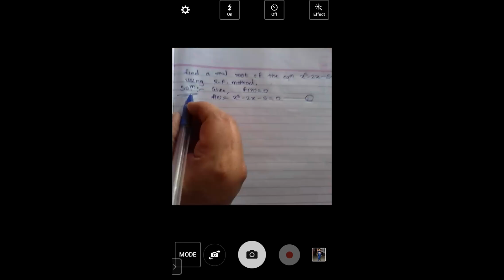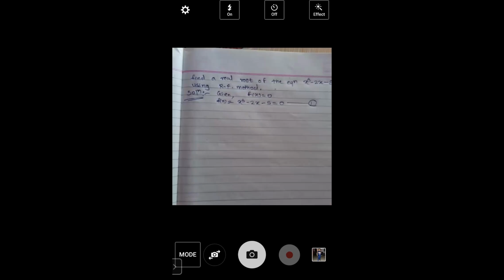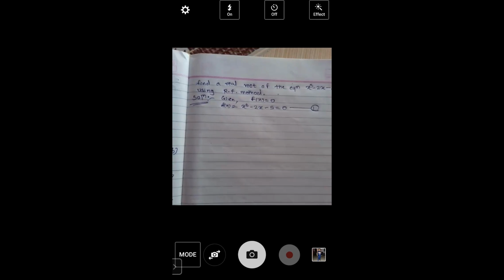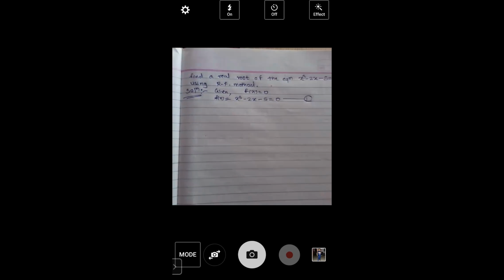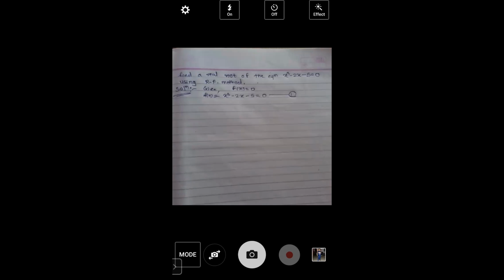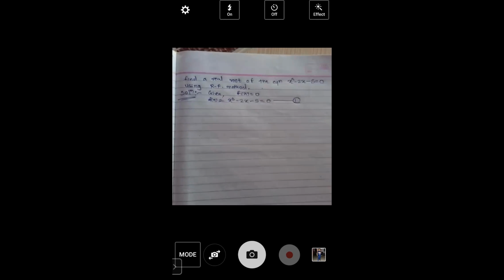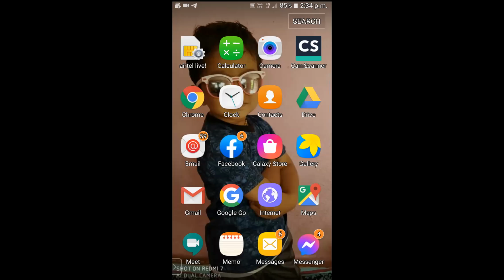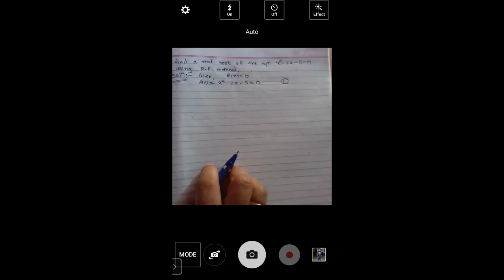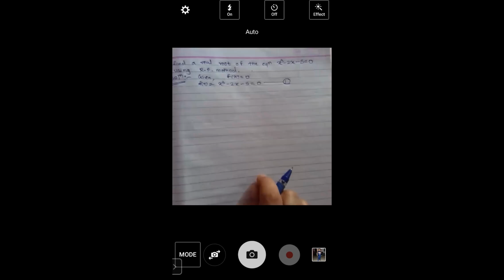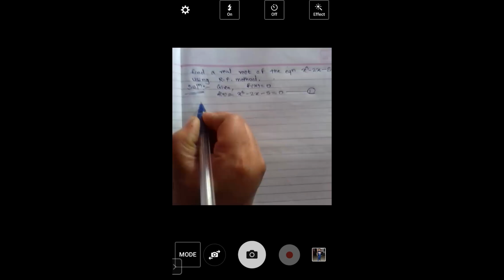Now what is your first step? First step काय आहे आपली? What is the first step while solving the examples by using this iterative method? Find the interval. We're going to find the interval using which theorem? Intermediate value theorem. Okay, so let's start from 0.